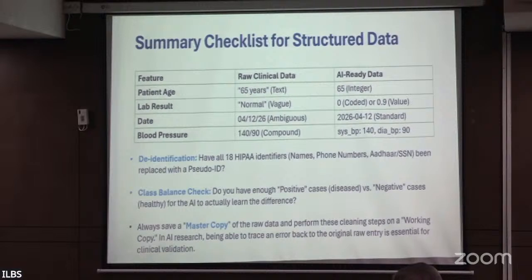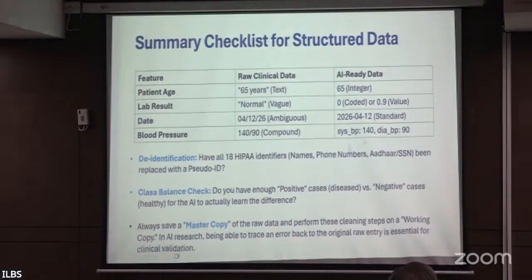What is the unit you are measuring? Normal is a vague code, 0 or 1 or some value. The date is in a format, and blood pressure, I have already discussed. It should be stored differently. And always have a master copy of the raw data, and whatever you want to change, you make a copy of it and change it.